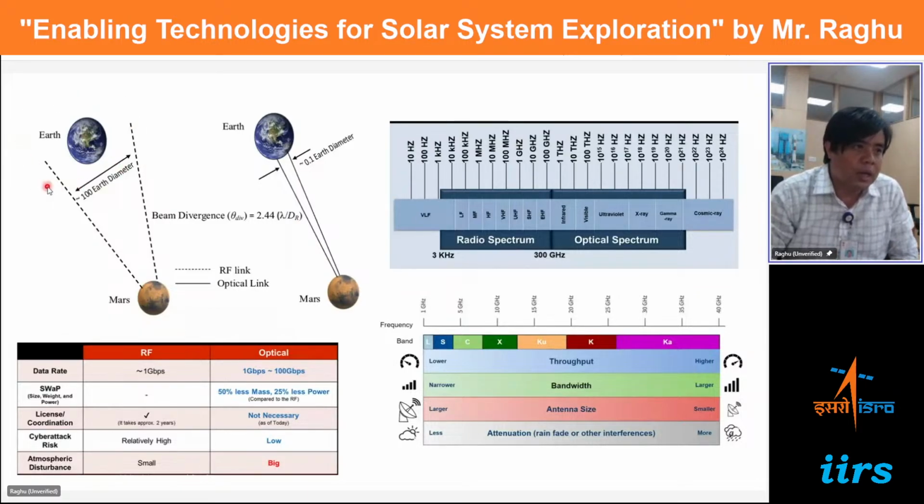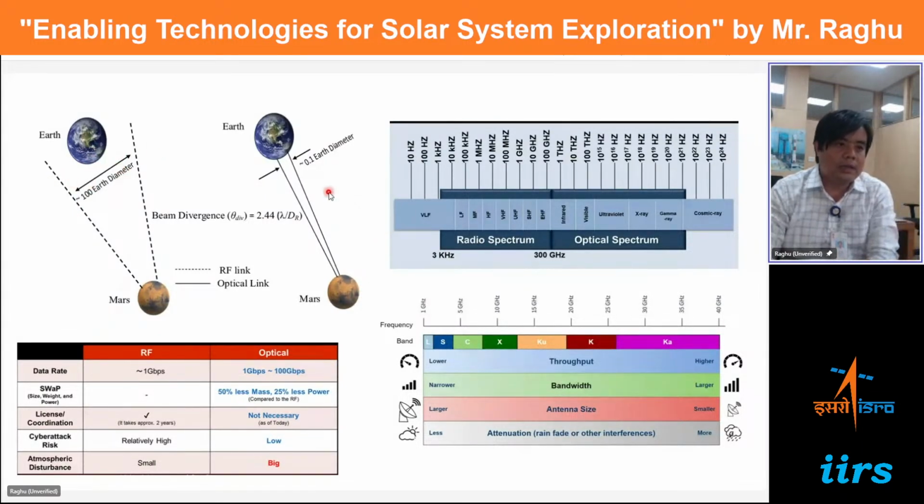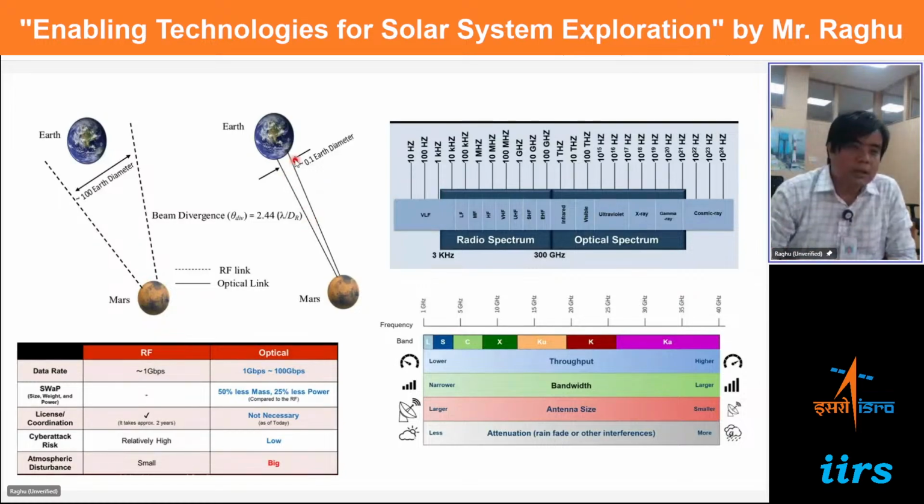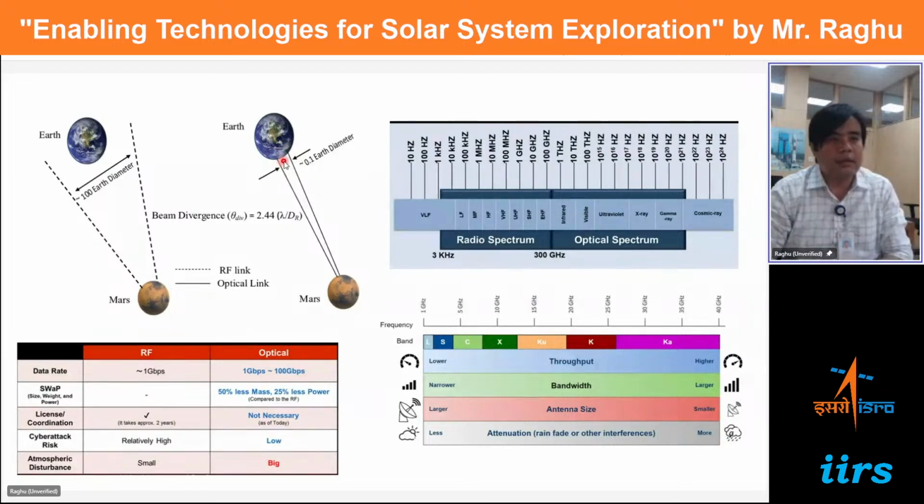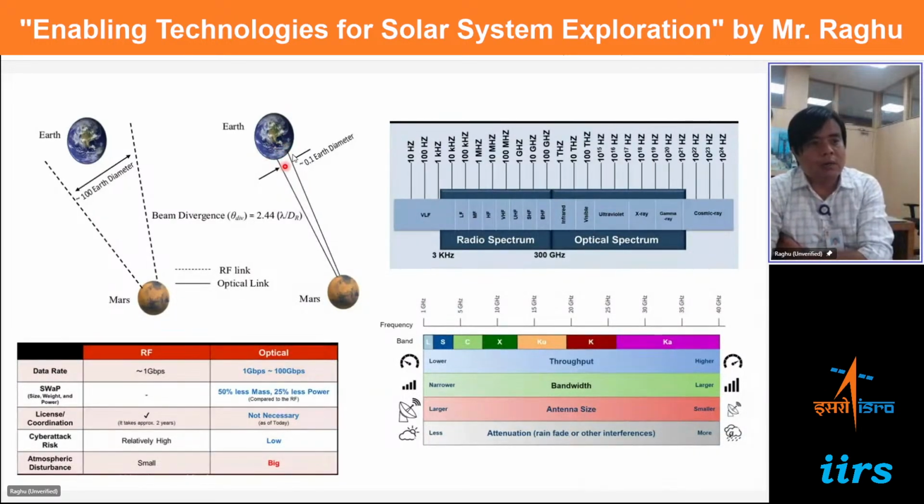That footprint is so large. So a lot of useful information is lost, because we cannot have such a big diameter antenna. In optical communication, the beam divergence is very narrow, so the footprint is very narrow. Therefore, with a smaller antenna, you can collect all the information.